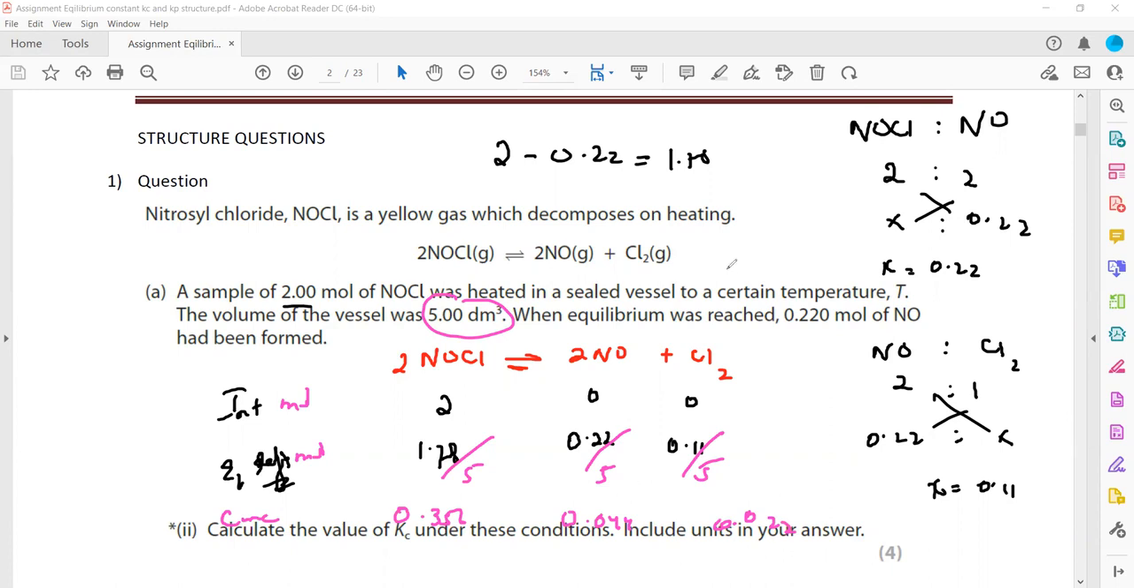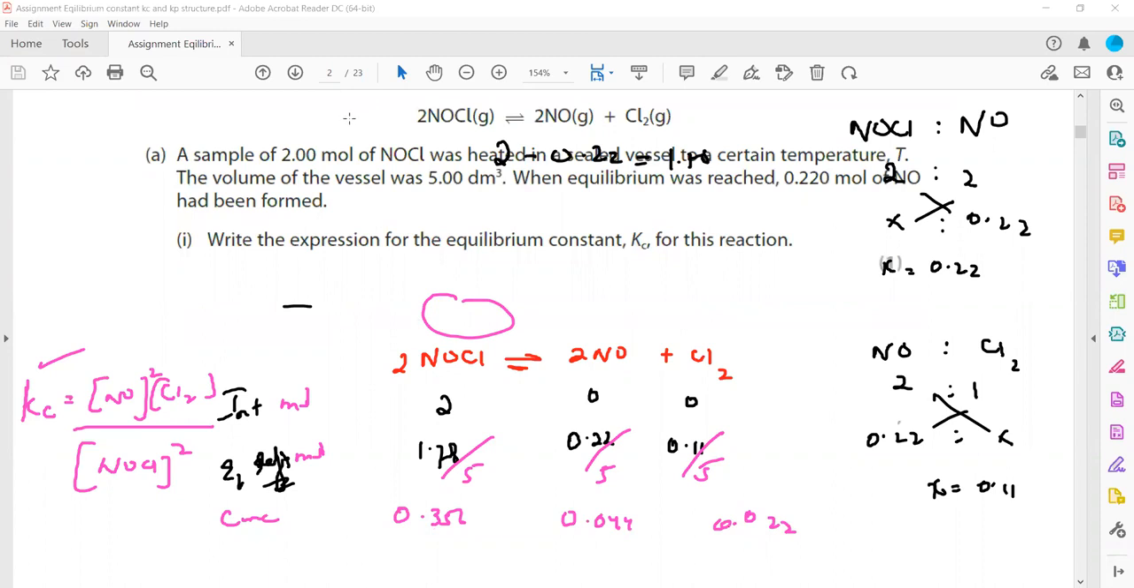In the first part we already mentioned the expression for Kc, which is products divided by reactants: NO squared, Cl2, divided by NOCl squared. Using this, we'll work out the value of Kc. We'll substitute the values into the final formula.